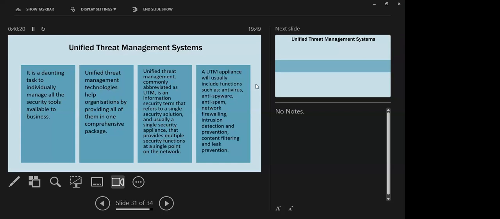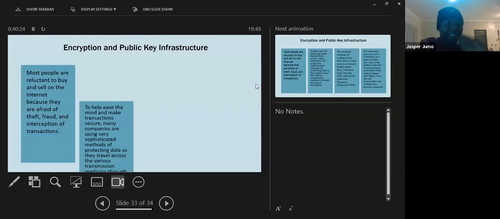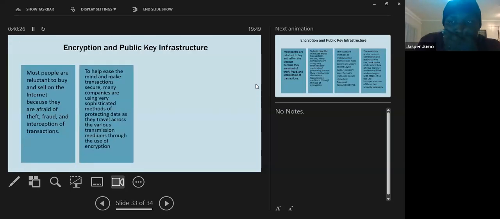All right, so now let's look at encryption. This one is very, very important because that's where the issue of payment for goods online comes under. Most people are reluctant to buy or sell things online because they are afraid of theft.